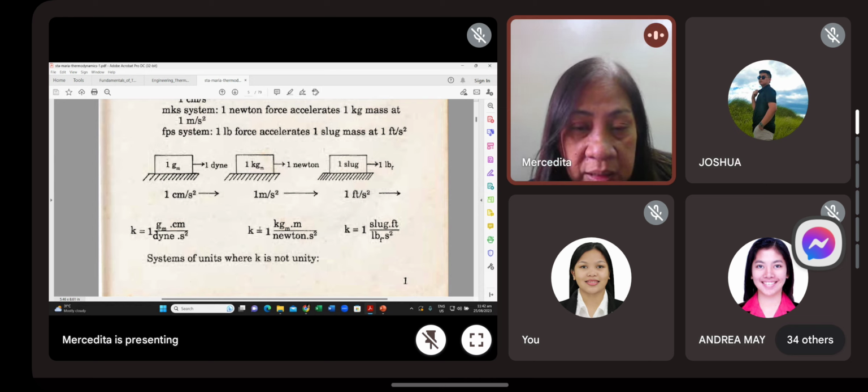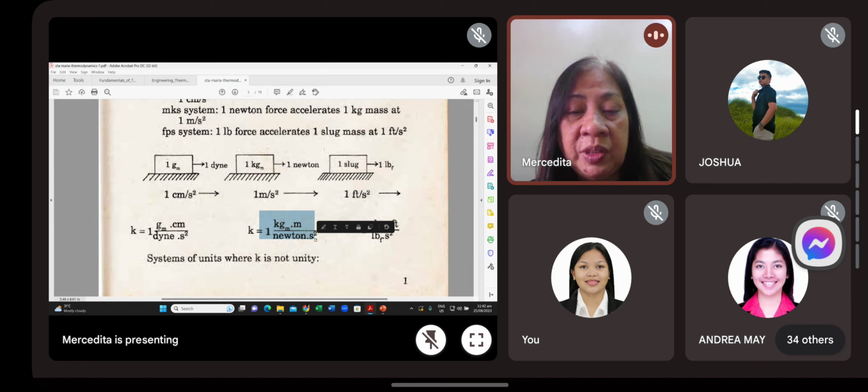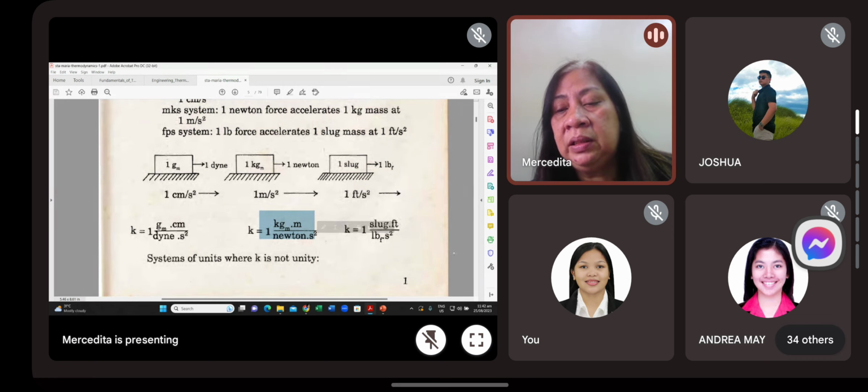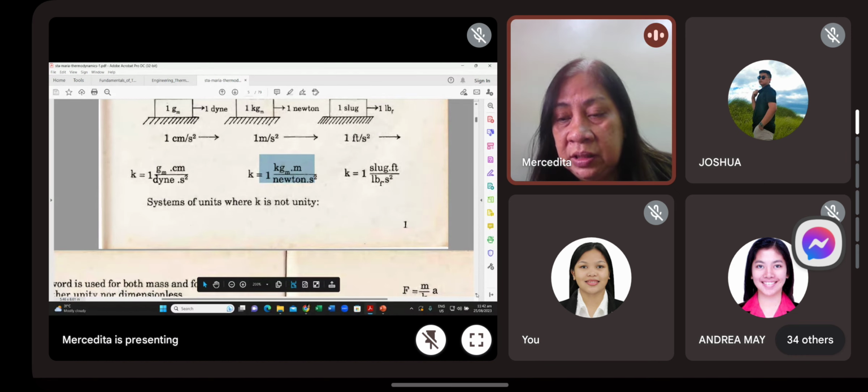So kung tingnan natin dito, kasi familiar tayo with Newton. 1 Newton, yung nasa ilalim, is pag nilagay natin sa kabilang side, ang K natin is 1. So this is equivalent to 1 kilogram mass meter per second square. So yung unit na yun ng acceleration, meter per second square. So I multiply this kilogram mass with meter per second square, it is equivalent to 1 Newton. Okay, so yun yung ating one set of units.